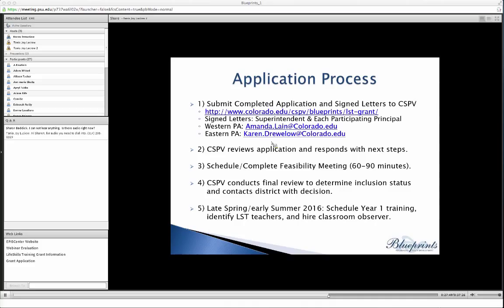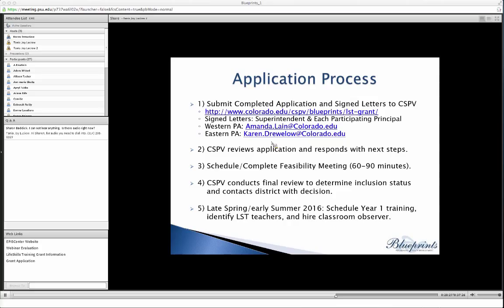When those are completed, the application and letters will be submitted together and sent either to myself or to my colleague, Amanda Lane. Amanda is helping with recruitment in the western side of the state, and I'm working in the eastern side. However, if you're located somewhere in the middle and you're not quite sure who to send it to, just send it to one of us or both of us, and we'll make sure that it's handled promptly. After we receive the application, we conduct a quick review, and if there's anything we have questions about, we'll follow up with you and make sure that those are addressed. We want to give applicants as many opportunities as possible to meet those eligibility requirements.